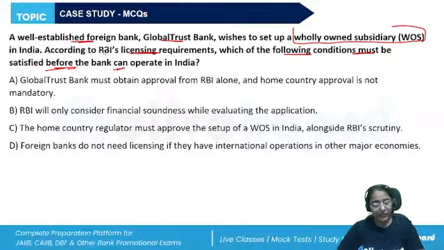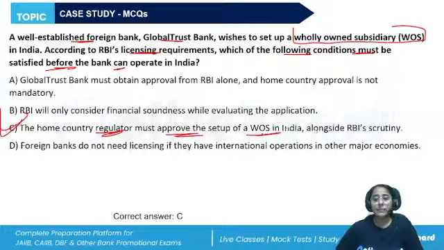So the correct answer will become C, right? So the home country regulator must approve the setup alongside RBI scrutiny. So both the things are important. RBI scrutiny will also be done, and RBI will also see that the regulator of the home country has also approved the setting up of the wholly owned subsidiary in India.